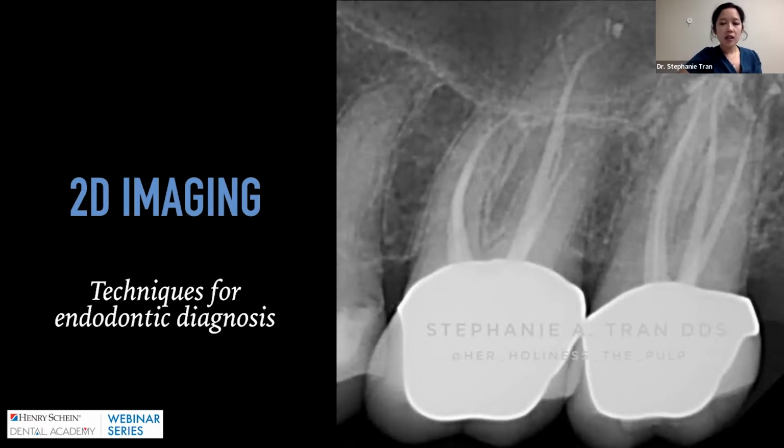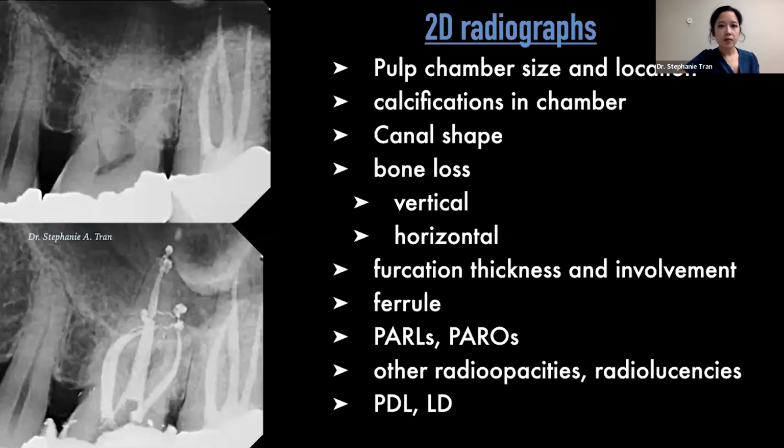Don't knock them down just because 3D is very helpful to show a lot more information in certain ways. There are so many important details in 2D radiographs that often get missed. I truly feel that understanding and interpreting 2D radiographs is truly an art. So when we're looking at 2D, what are we looking for specifically in endodontics?